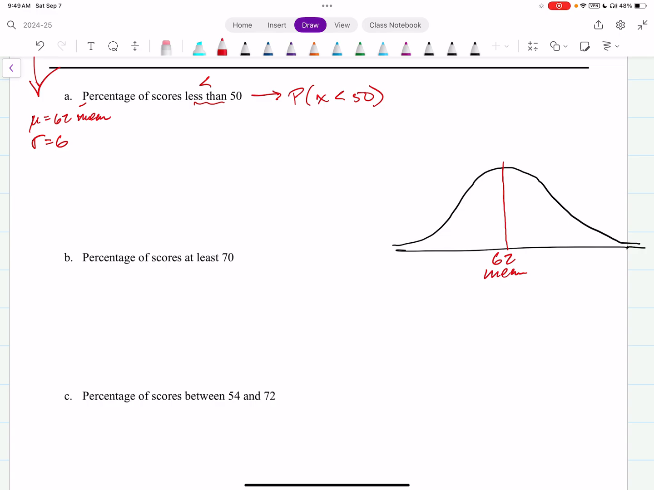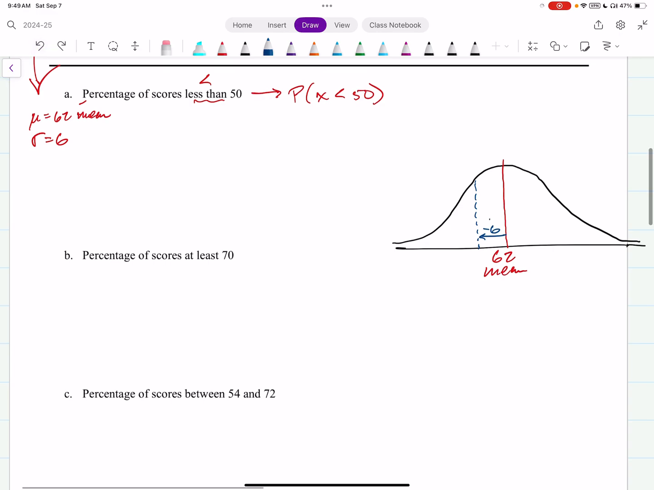And then we're trying to find the percentage of all the scores that are less than 50. So we have a standard deviation of 6. Let's go a couple standard deviations to the left, and let's get an approximation here first. Let's go one standard deviation to the left. Let me see, 62 minus 6. We're going to subtract 6 here, the standard deviation. That's not an R, that's a sigma.